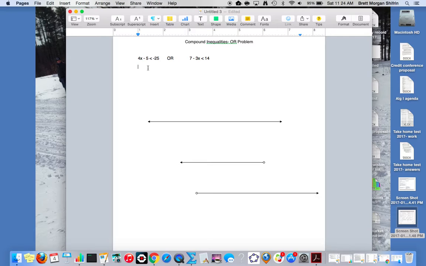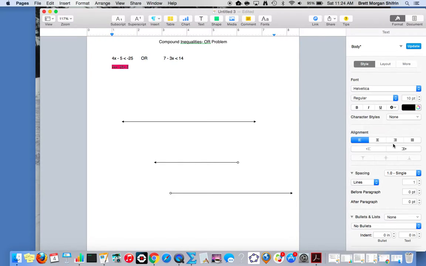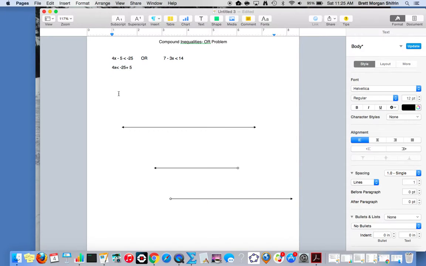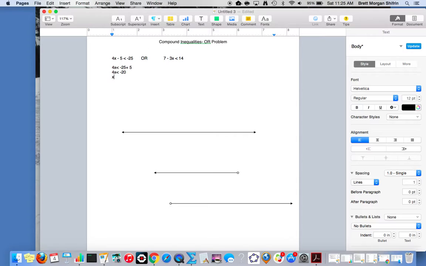So we're going to use the same thing. I'm going to go ahead and solve this by adding 5 to both sides. And I'm going to quickly change this font to make it bigger. I don't know why it's so small. Right? I add 5, and I get 4x is greater than negative 20. Now if I divide both sides by 4, I get x is greater than negative 5.